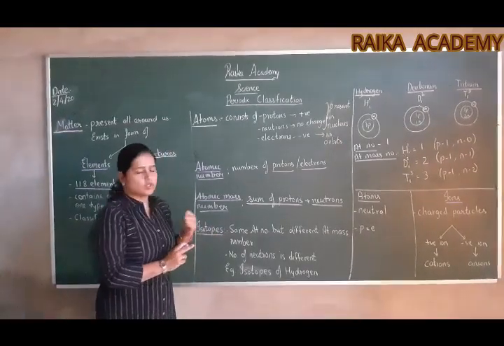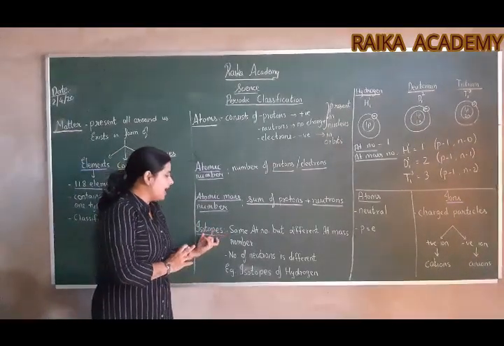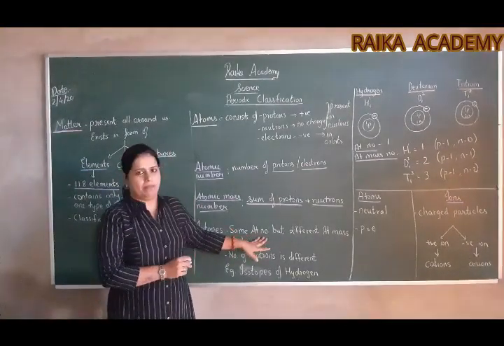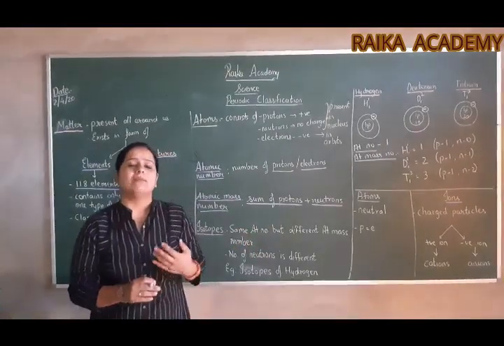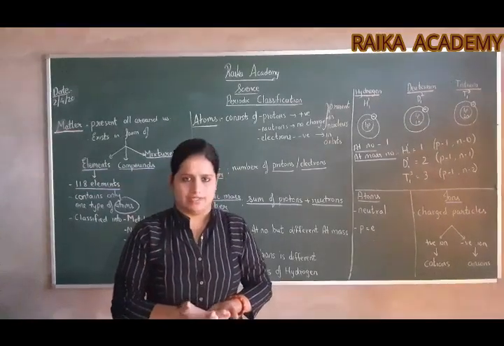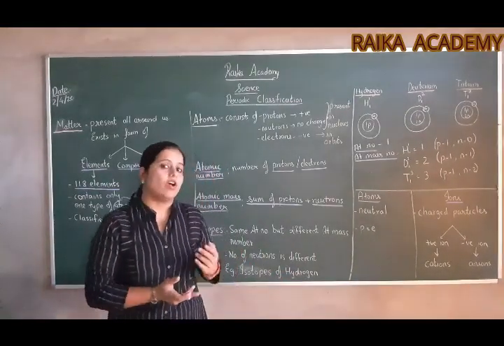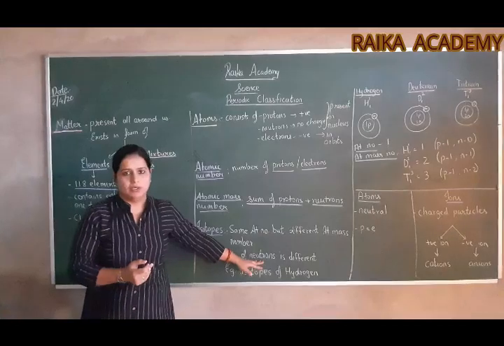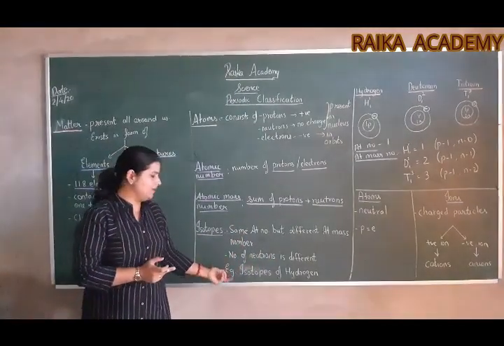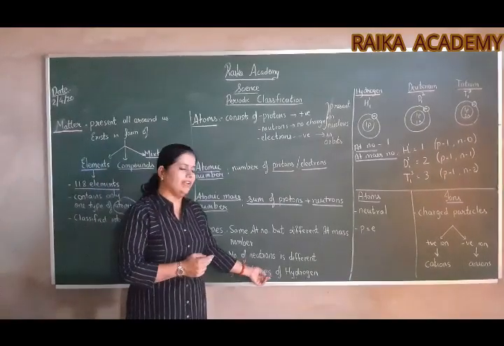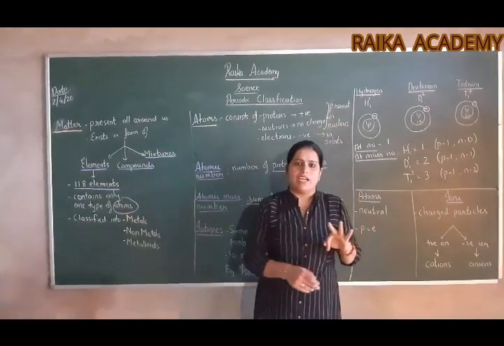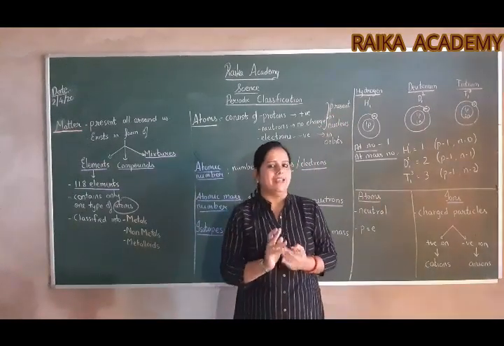Now coming to isotopes, which are very important. Isotopes are substances which have the same atomic number but different atomic mass number. The atomic mass number changes in isotopes because the number of neutrons is different. A very familiar example is the simplest one, the isotopes of hydrogen. Hydrogen has three isotopes: hydrogen, deuterium and tritium.